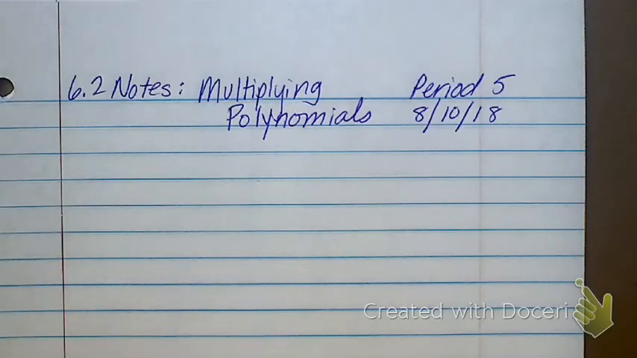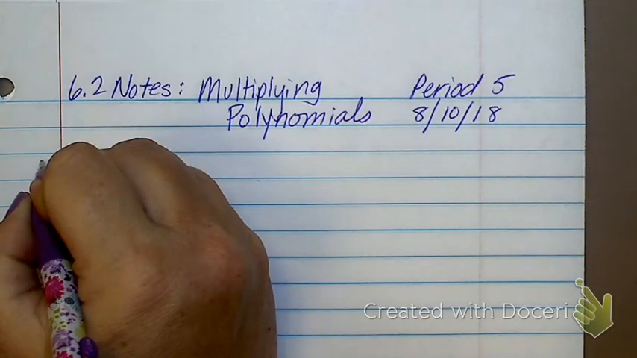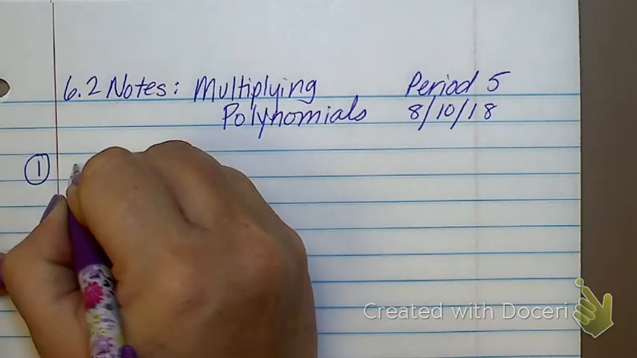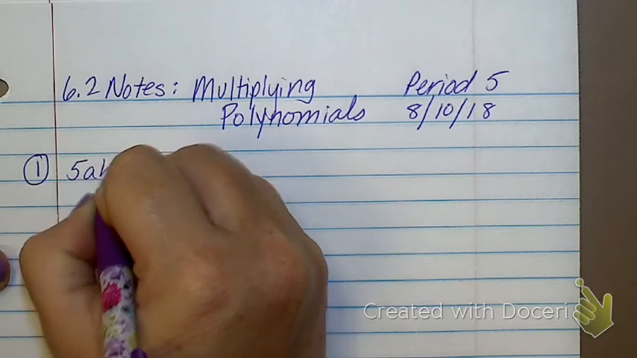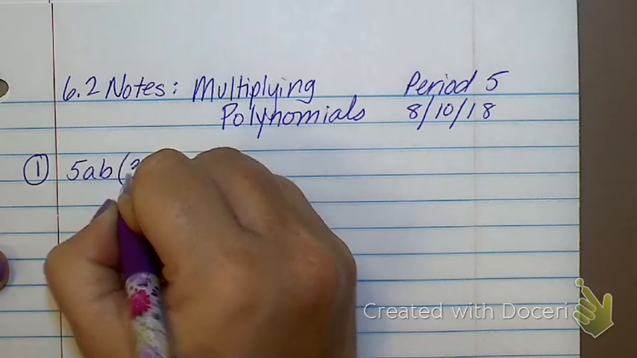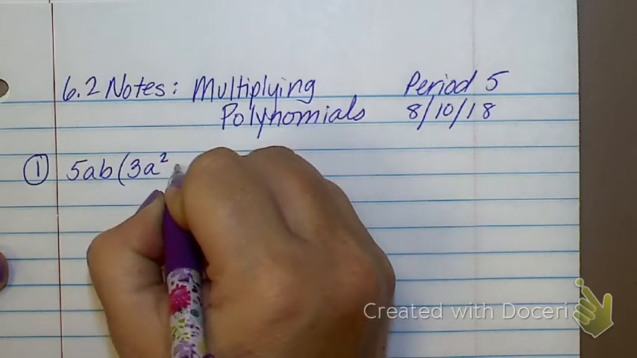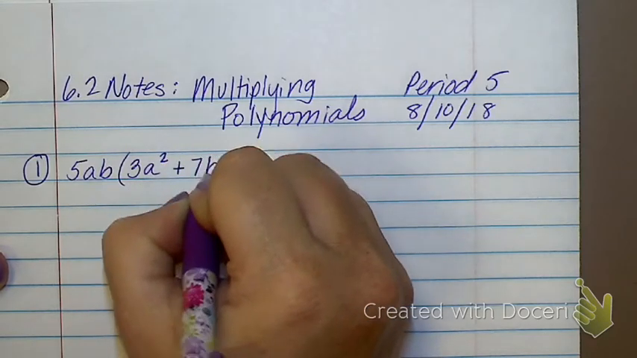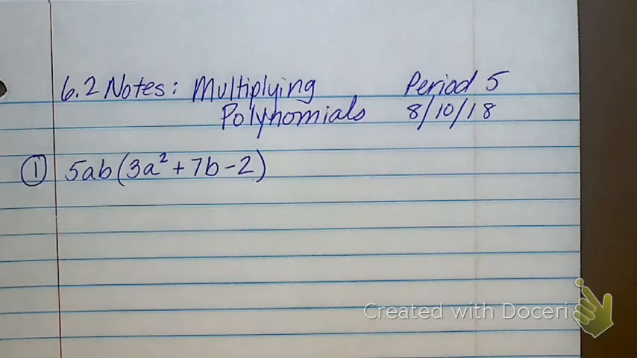So multiplying polynomials, I'm going to start off with our most basic kind of multiplying polynomials, and that happens when you have a monomial out in front of a polynomial of some kind. So what's my monomial here? 5ab. 5ab is my monomial. If I have a monomial out front, what am I just going to do? Distribute. This is your basic distributive property.